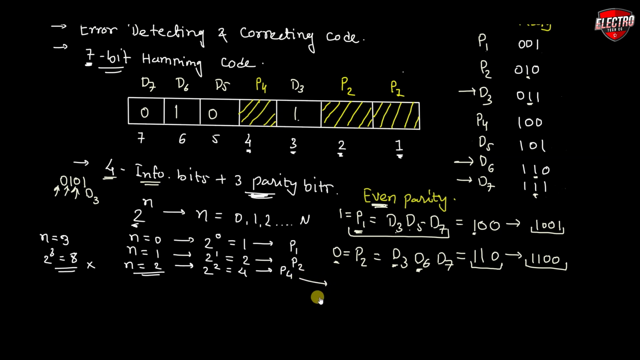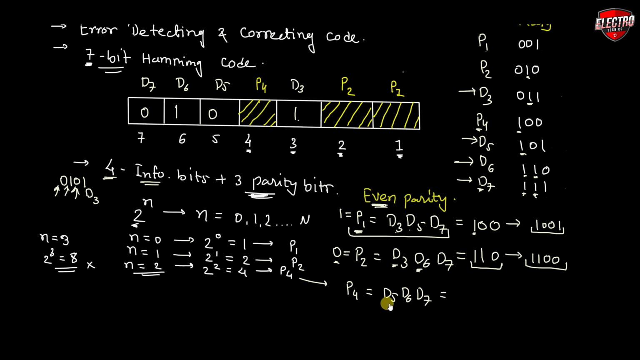Now the last parity bit, that is the P4 parity bit. In the binary location for P4, 1 is at the place of the MSB. So we will consider the data bits in which the MSB is equal to 1. In D5, the MSB is equal to 1. In data bit D6, the MSB is equal to 1. In data bit D7, the MSB is equal to 1. So P4 depends on D5, D6 and D7.